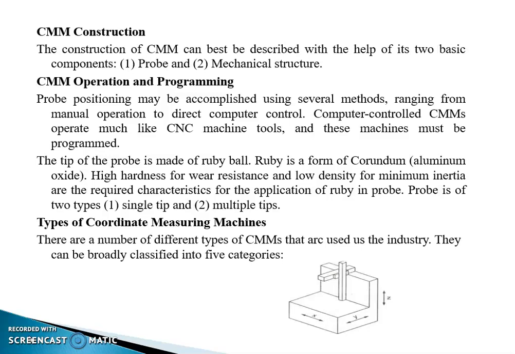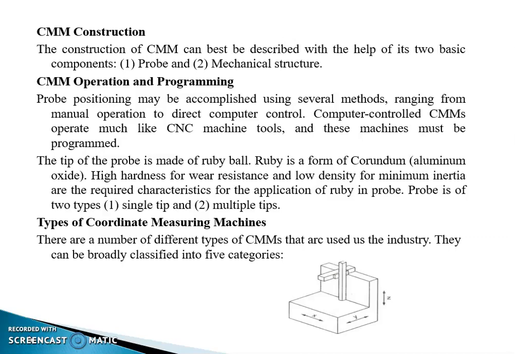When contact has been made with the part surface during the measurement, the tip of the probe is made of a ruby ball. This ruby is a form of aluminum oxide. High hardness for wear resistance and low density for minimum inertia are required characteristics for the application of this ruby probe. The probe is of two types. First one is a single tip and the other is multiple tip.